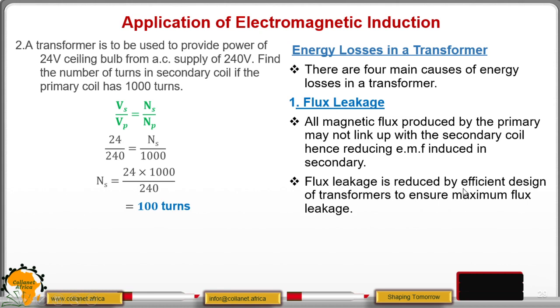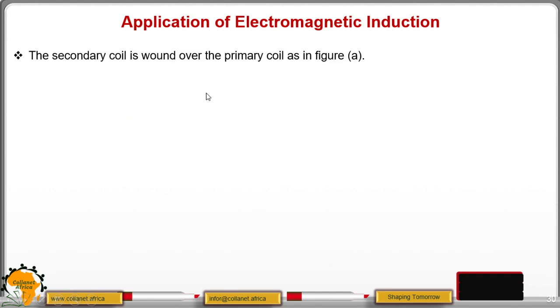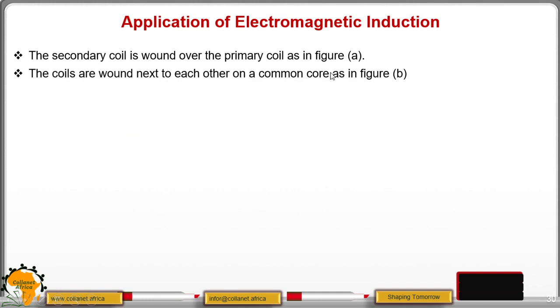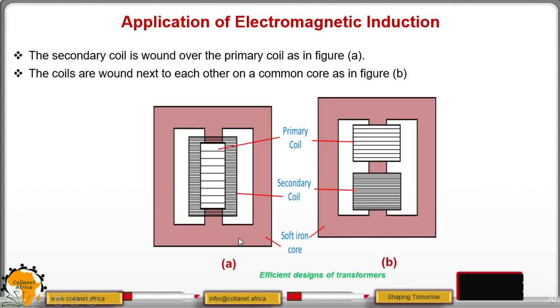Now, this one can be reduced by using efficient design of transformers to ensure there is maximum flux linkage. Then from there we have that the secondary coil is wound over the primary coil, and the coils are wound next to each other on a common core as shown in figure B, like this one. This is now the designs that will ensure that all the magnetic flux in primary are linked to the secondary. Therefore, there will be no flux linkage.